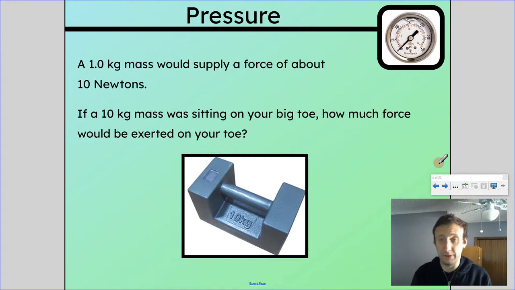So if you had a 10 kilogram mass sitting on your big toe, given what I just told you, how much force would be exerted on your toe? And the answer would be, of course, 100 newtons. If 1 kilogram is 10 newtons, then 10 kilograms will be 100 newtons.